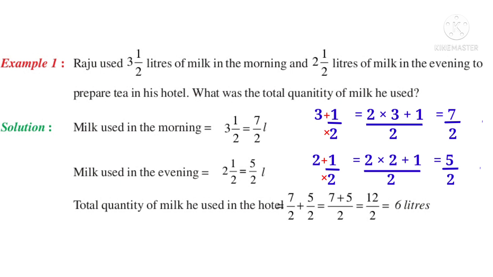plus 5 by 2. Here observe the fractions are like fractions because they have the same denominator too. So we have to just add the numerators. So that is equal to 7 plus 5 by 2. That is equal to 12 by 2. On simplification, by 2 it is 6. That is equal to 6 liters. That is, 6 liters of milk he used in the hotel.